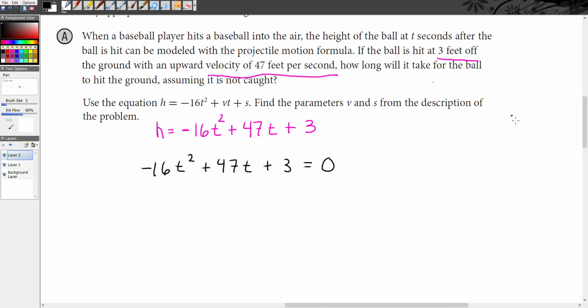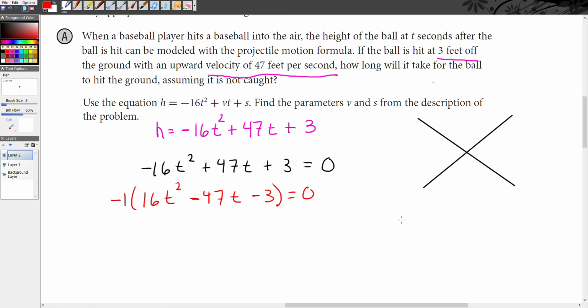So let's do our diamond method. I looked here and I noticed negative 16, 47, and 3, these numbers, there's no common factor other than 1. Okay, we can go ahead and factor out this negative 1. So let's do that. Negative 1 times, this is going to be now a positive 16t squared, a negative 47t, and a negative 3. And that equals 0. Okay, so now let's fill in our diamond.